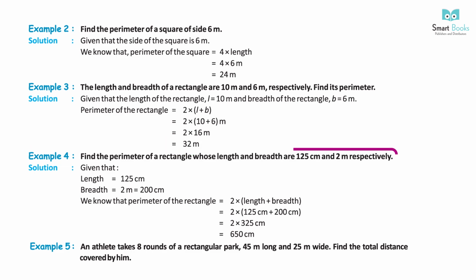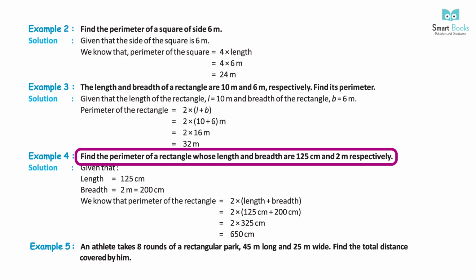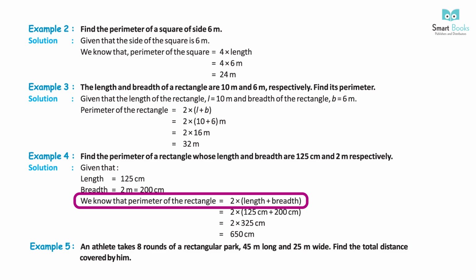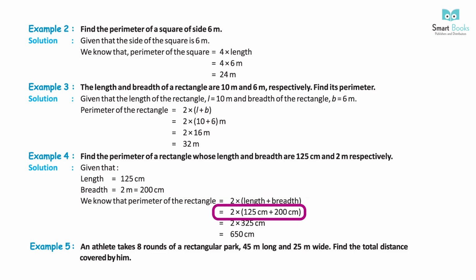Example 4. Find the perimeter of a rectangle whose length and breadth are 125 cm and 2 meter respectively. Solution. Given that length equals 125 cm, breadth equals 2 meter, which is 200 cm. We know that the perimeter of the rectangle equals 2 × (length + breadth), which is 2 × (125 cm + 200 cm), which is 2 × 325 cm, which is 650 cm.